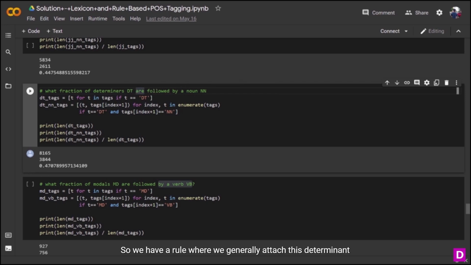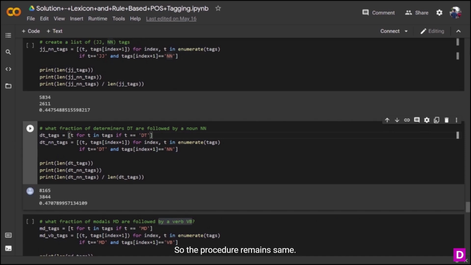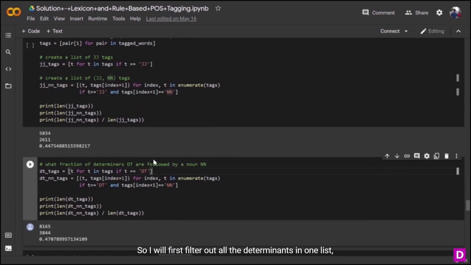So we have a rule where we generally attach a determinant before the noun, say, the Himalayas. These kinds of assumptions, or rules, are already made within linguistics, so I am going to try that in this step. The procedure remains the same. I will first filter out all the determinants in one list, and I will try to filter out all the determinant tags which are actually present just before a noun.